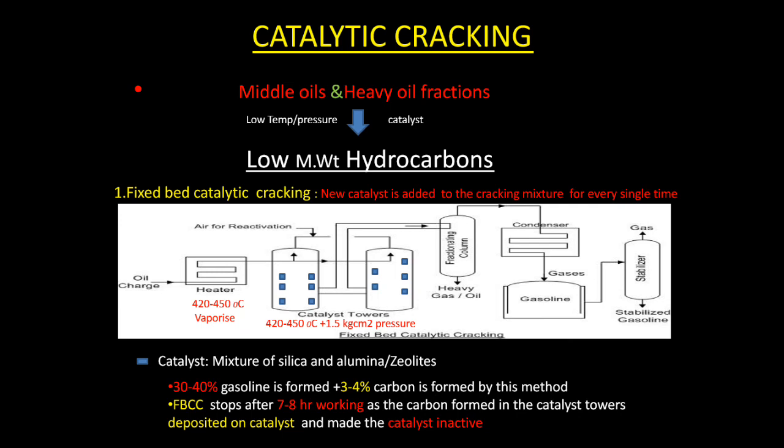This carbon falls onto the catalyst and covers it. The entire catalyst is covered by the carbon, and this makes the catalyst inactive. By this method we are able to generate 30 to 40% of gasoline. The problem with this method is that every 7 minutes we need to stop the reactor and replace the catalyst. As you know, catalysts become inactive by the deposition of carbon on their surfaces, so we need to change it every 6 to 7 hours.